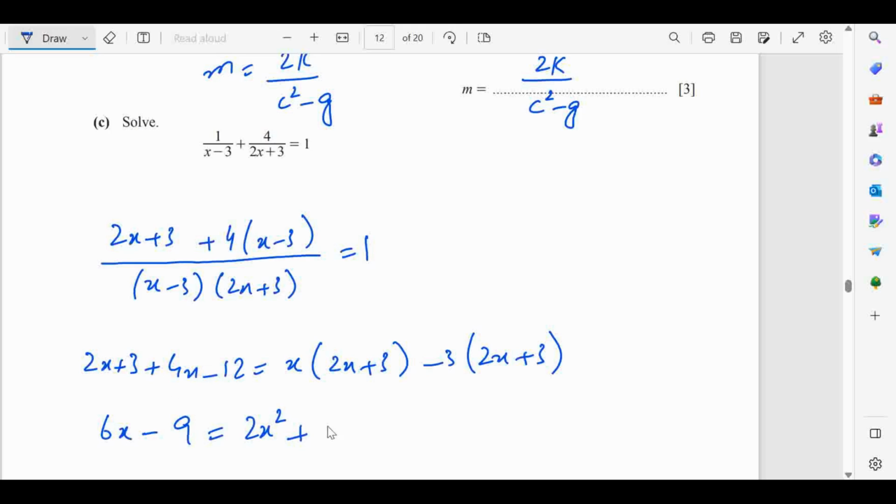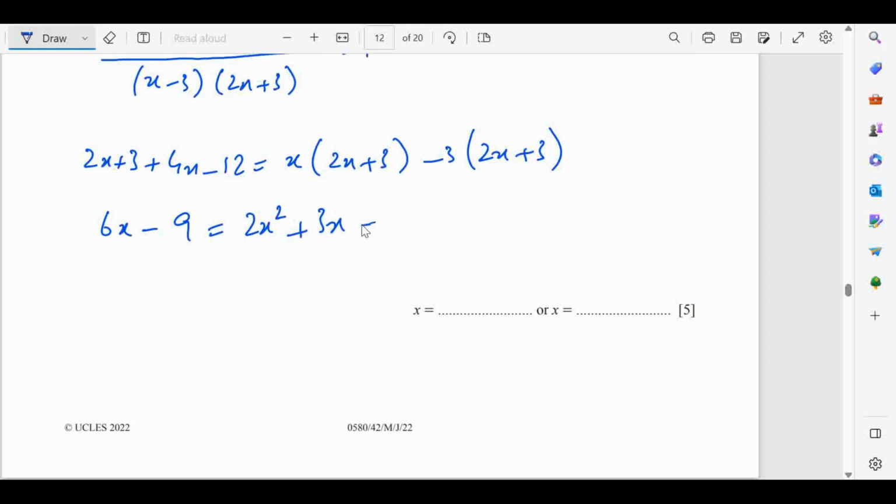Now we can write it as 6x minus 9 is equal to 2x square plus 3x minus 6x minus 9. First of all, we can directly cancel out the minus 9 and minus 9. And then we can rearrange it as 2x square minus 3x minus 6x is equal to 0. So 2x square minus 9x is equal to 0.